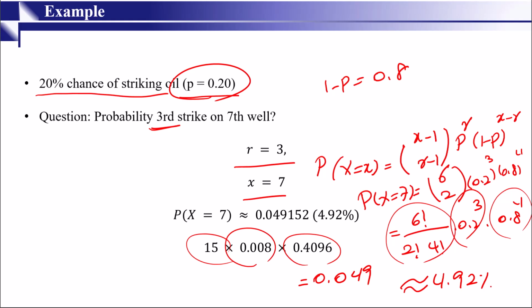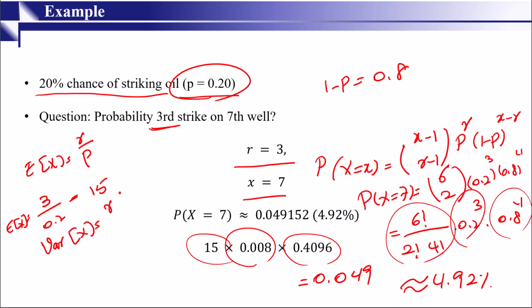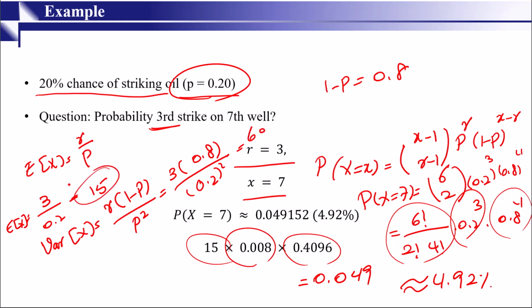So if I want to go for expectation, I told you that E of x is equal to r divided by p. So what is r? r is 3. What is p? 0.2, which gives you 15 as the expected value, right? Or mean. Then variance of x is equal to r multiplied by 1 minus p divided by p squared. What is r? r is 3 multiplied by 0.8 divided by 0.2 squared, and this gives you 60. The mean number of wells is 15 and variance is 60. Okay, let's go for Python coding.